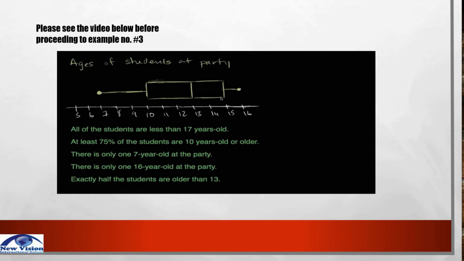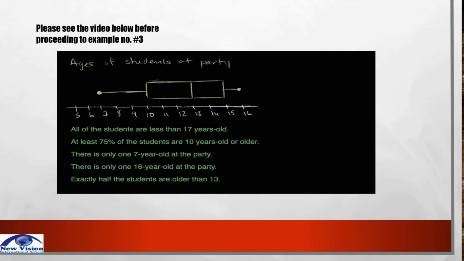ages of students at a party. And what I'm hoping to do in this video is get a little bit of practice interpreting this. I have here 5 different statements. Pause the video, look at these statements, and think about which of these, based on the information in the box and whiskers plot, are for sure true, which are for sure false, and which we don't have enough information about. It could go either way.